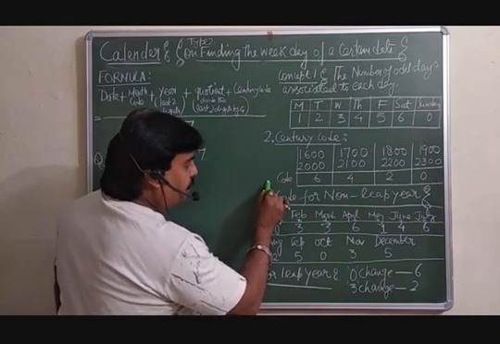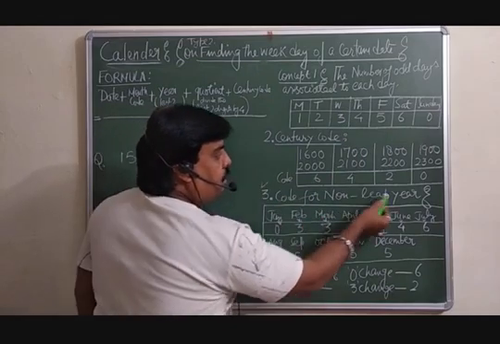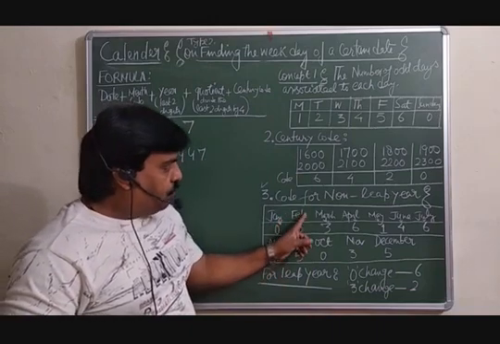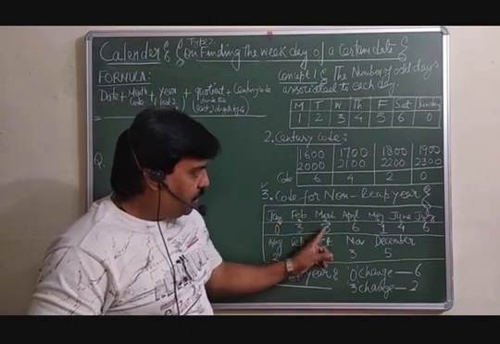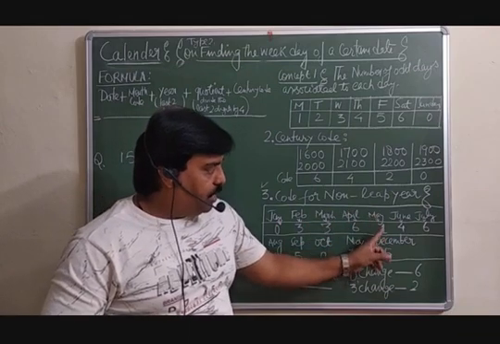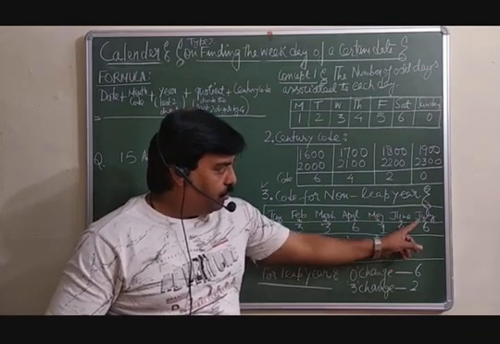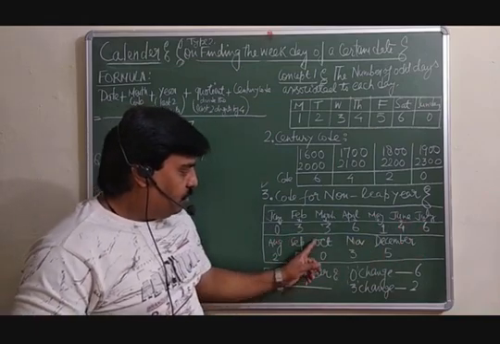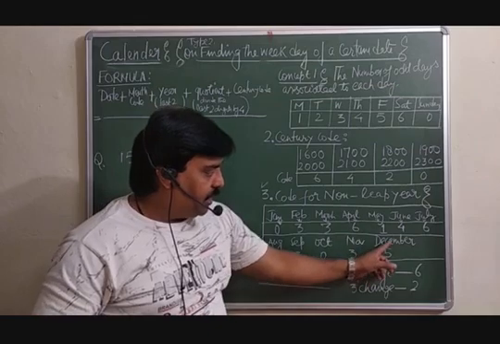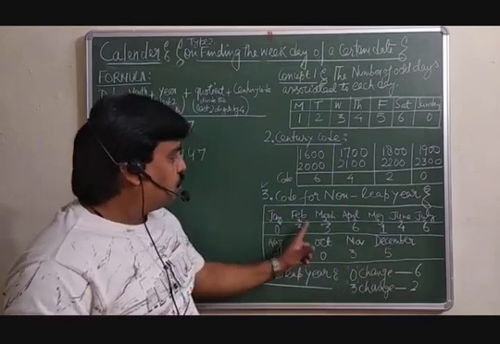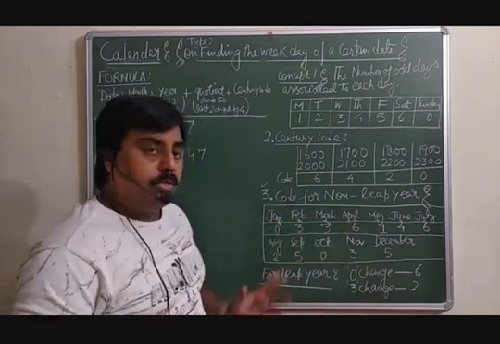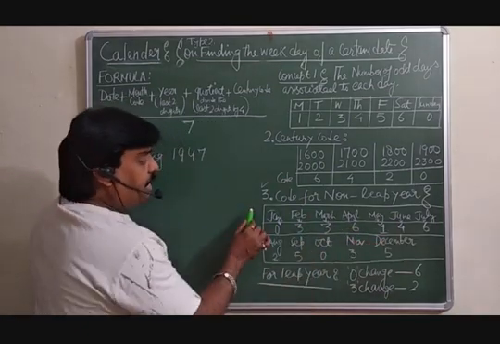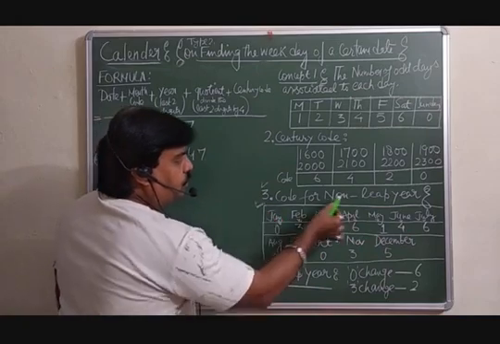Third, the most important, is the code for the non-leap year months. For January the code is 0. For February it is 3. For March 3. April 6. May 1, June 4, July 6, August 2, September 5, October 0, November 3 and December 5. So these are the codes for the months. You must remember these codes, but this is only for the non-leap year.